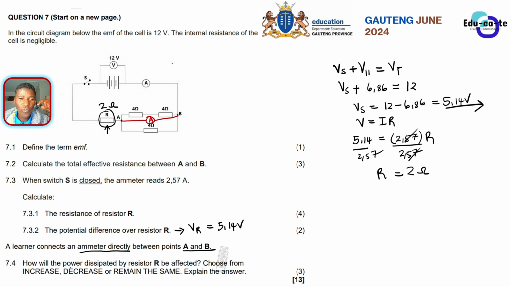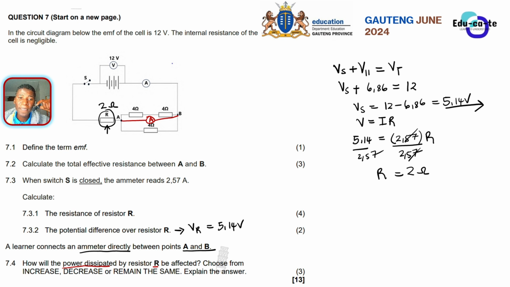Now they say, how will the power dissipated by the resistor R be affected? Choose from increase, decrease, or remain the same. Remember that resistor R is receiving the total current. So here we are trying to look at what will happen to the power of resistor R.